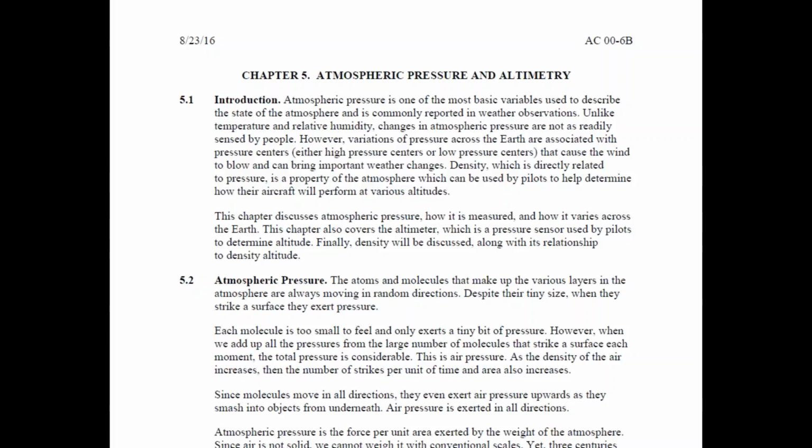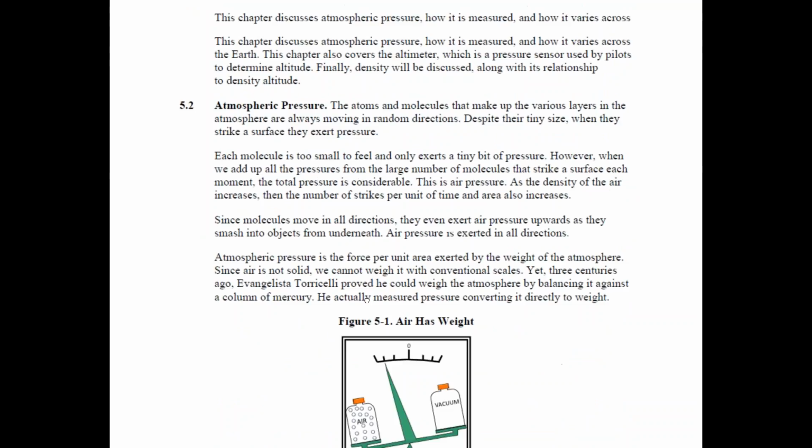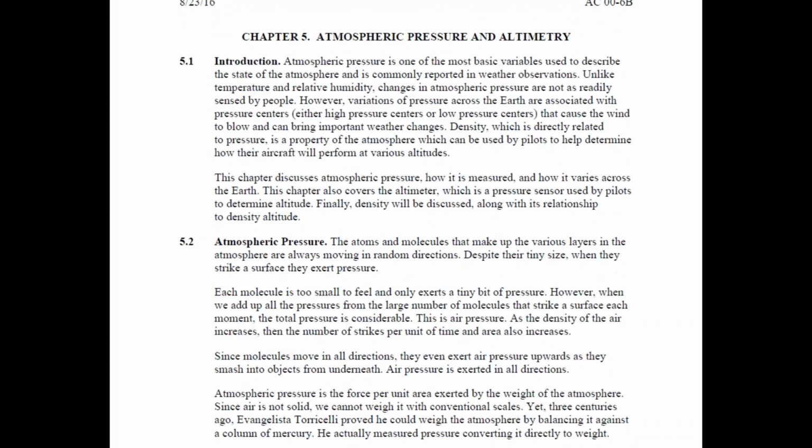So variations of pressure across the earth are associated with pressure centers, either high pressure centers or low pressure centers, that cause the wind to blow and can bring important weather changes. Density, which is directly related to pressure, is a property of the atmosphere which can be used by pilots to help determine how their aircraft will perform at various altitudes. This chapter discusses atmospheric pressure, how it's measured, how it varies across the earth, and covers the altimeter, which is a pressure sensor used by pilots to determine altitude. Finally, density will be discussed along with its relationship to density altitude.